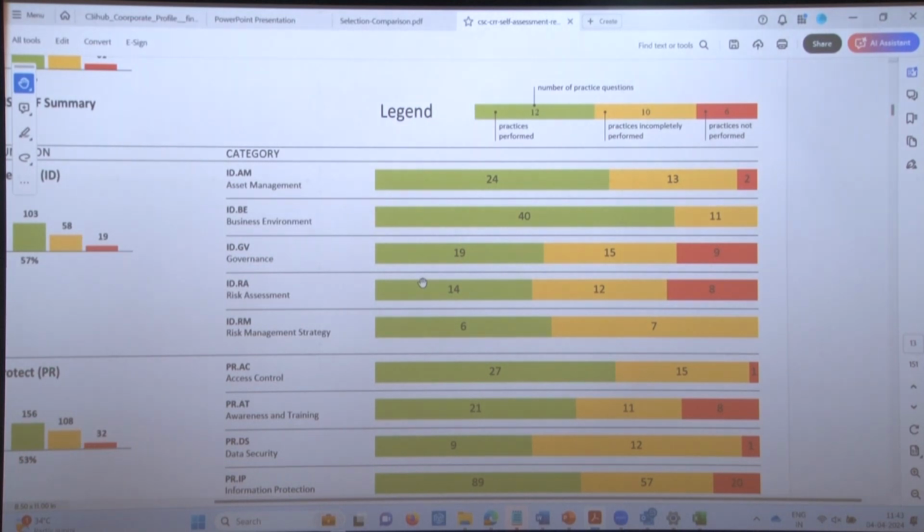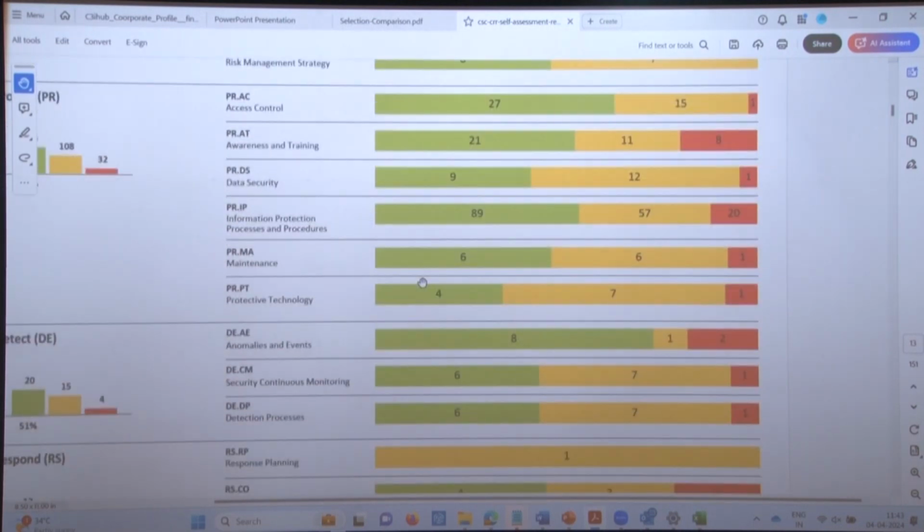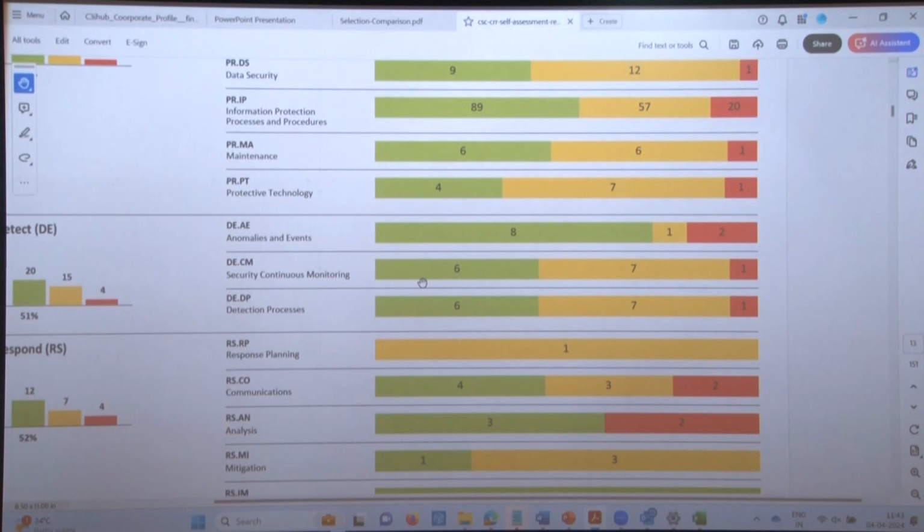Clearly we are not fully doing the identify function, we are 57% into the identification function, whereas in protect we are at 53%. So these numbers are not important. What it is showing you is that by doing this evaluation assessment you can get a rough approximate idea about where we are with respect to each of the NIST functions.